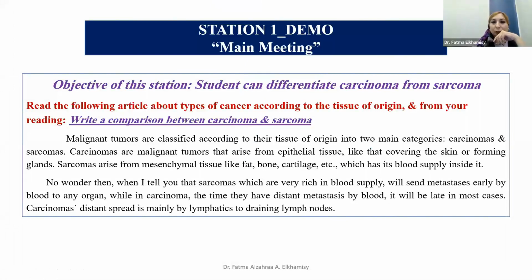Okay, for station number 1, team number 1, what did you find for the comparison between carcinoma and sarcoma as types of cancer? Did you find any differences? Yes, and we made a table for that. Okay, can you share it, please? Yes, of course.